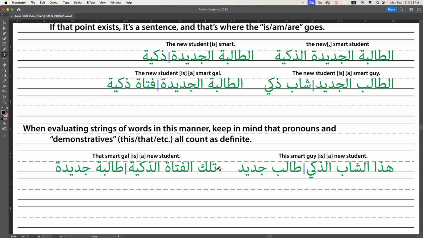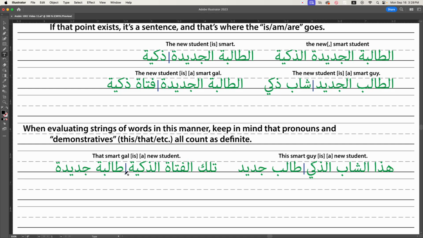Arabic won't do that. So تلك الفتاة الذكية, so that smart gal, definite, definite, definite. This is definite because it's a demonstrative. These two are definite بسبب ألف لام. And then here we get to غير معرف, indefinite, طالبة جديدة. So these two sentences are the same thing, except here it's a woman rather than a man. But grammatically, it amounts to the same thing.